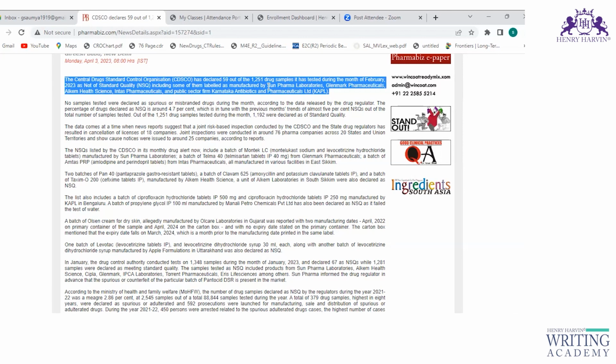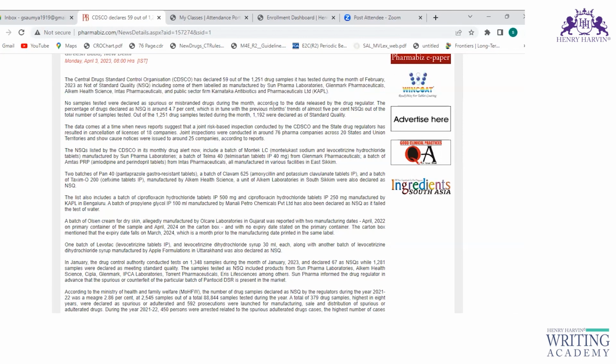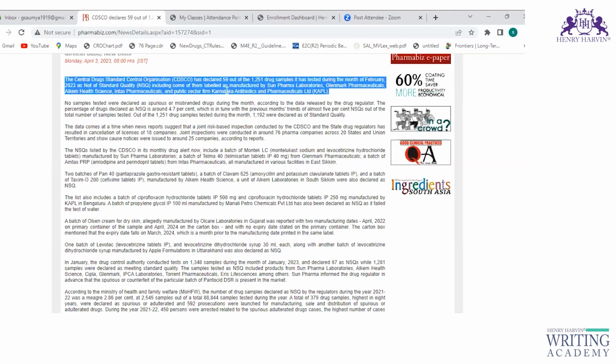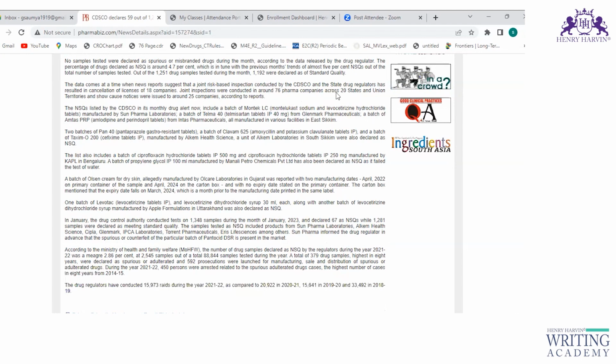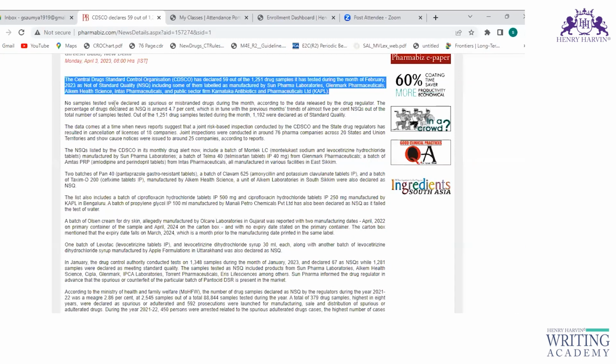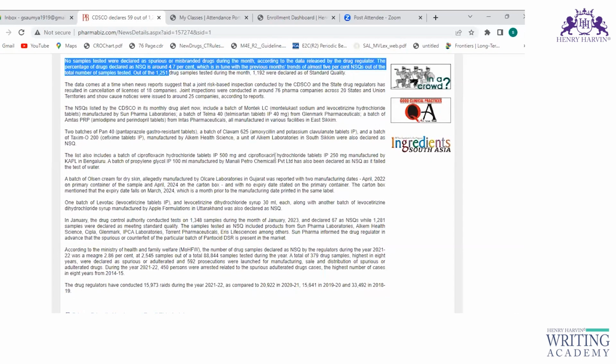So these are the names of some renowned pharma companies, and they are also manufacturing certain drugs which are not of standard quality. This is the main finding of the testing done by CDSCO in the month of February, and they found that 59 out of 1251 drugs were not of standard quality, that is, they are NSQ. So now this three-line paragraph itself tells the story of what the news will be about and what actually happened. Similarly, you have to write the leading paragraph in this manner. Then after that you can start your news in detail.